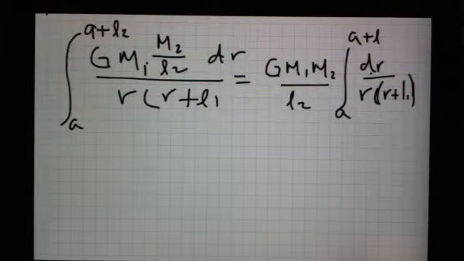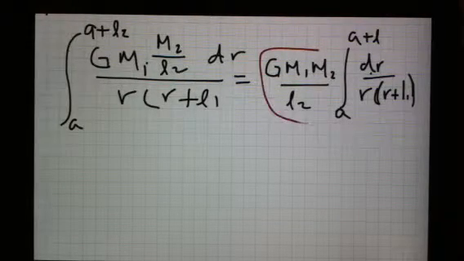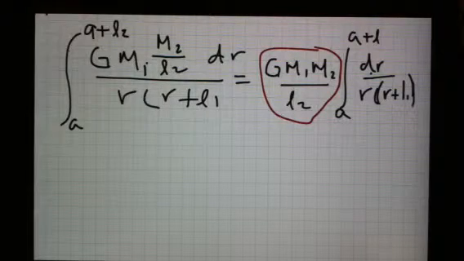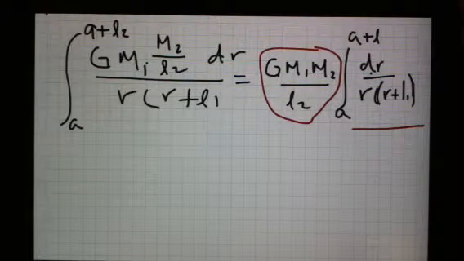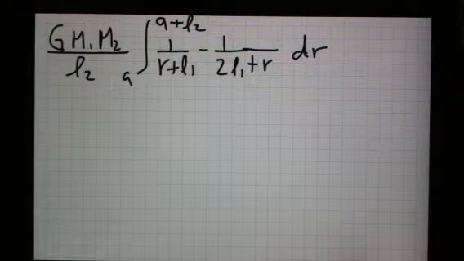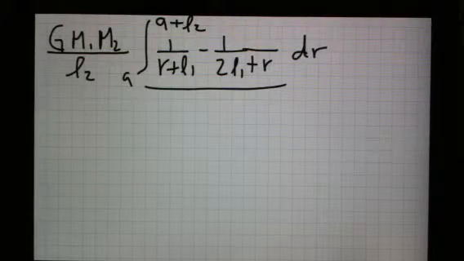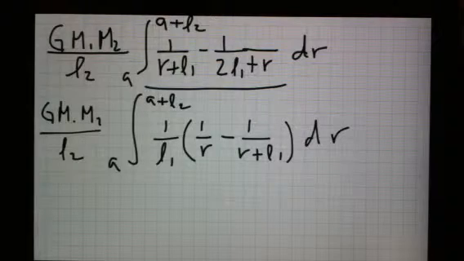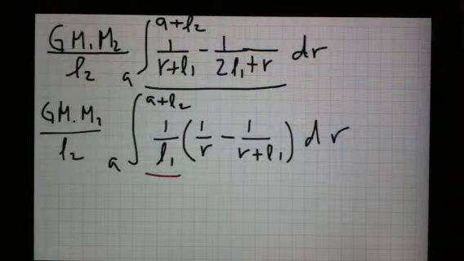Before we integrate, we need to isolate our constant, which are all of these items. And we integrate dr over r times r plus L1. I use the partial fraction method to integrate, and I end up with this integral. So I factor out 1 over L1, and I have a much simpler integral.